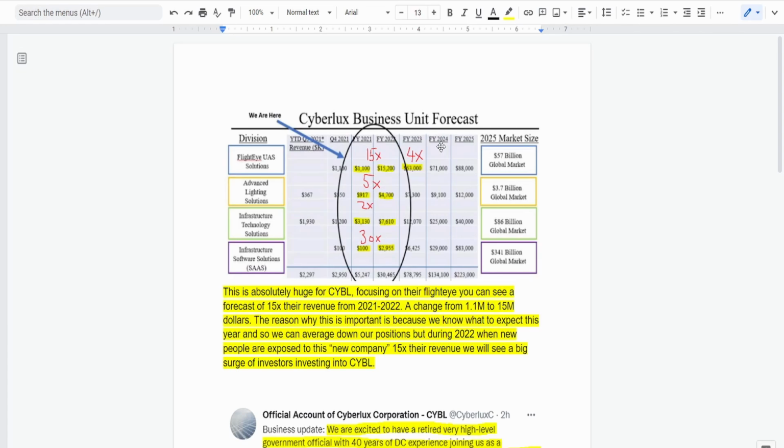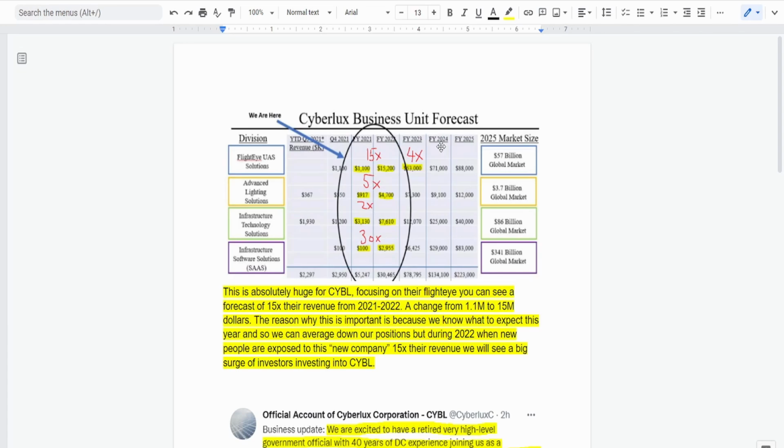What we have to understand is that right now you can see what CYBL is going to be huge for in the future. If they're forecasting that they can 15x their revenue in 2022, imagine when people actually see CYBL 15x their revenue, they're going to be like, oh wow, this is such a promising company. But we have already known that CYBL is a promising company in 2021.